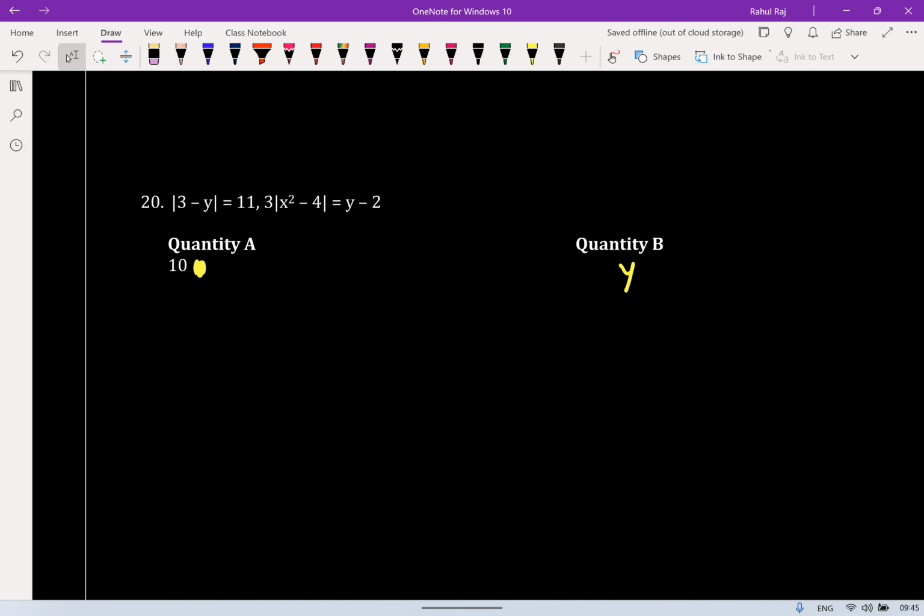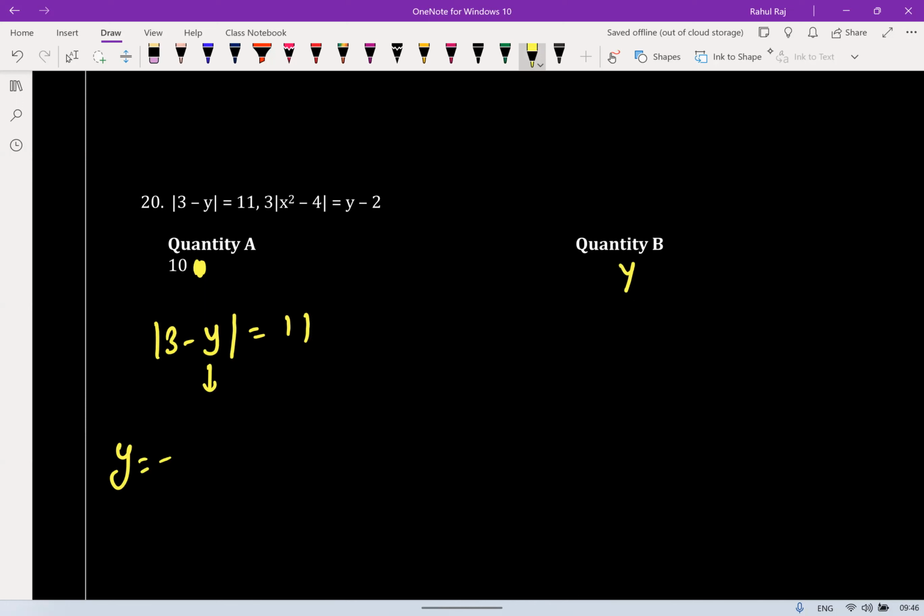So in the first equation, when you solve using mod is equal to x or mod could be equal to minus x, you get y as minus 8 and y as 14. That's beautiful. So when you try that, 3 minus y is equal to 11. If I put y is equal to minus 8, I'll just check the validity straight away. LHS is equal to RHS. It means y is equal to minus 8 is a valid solution.